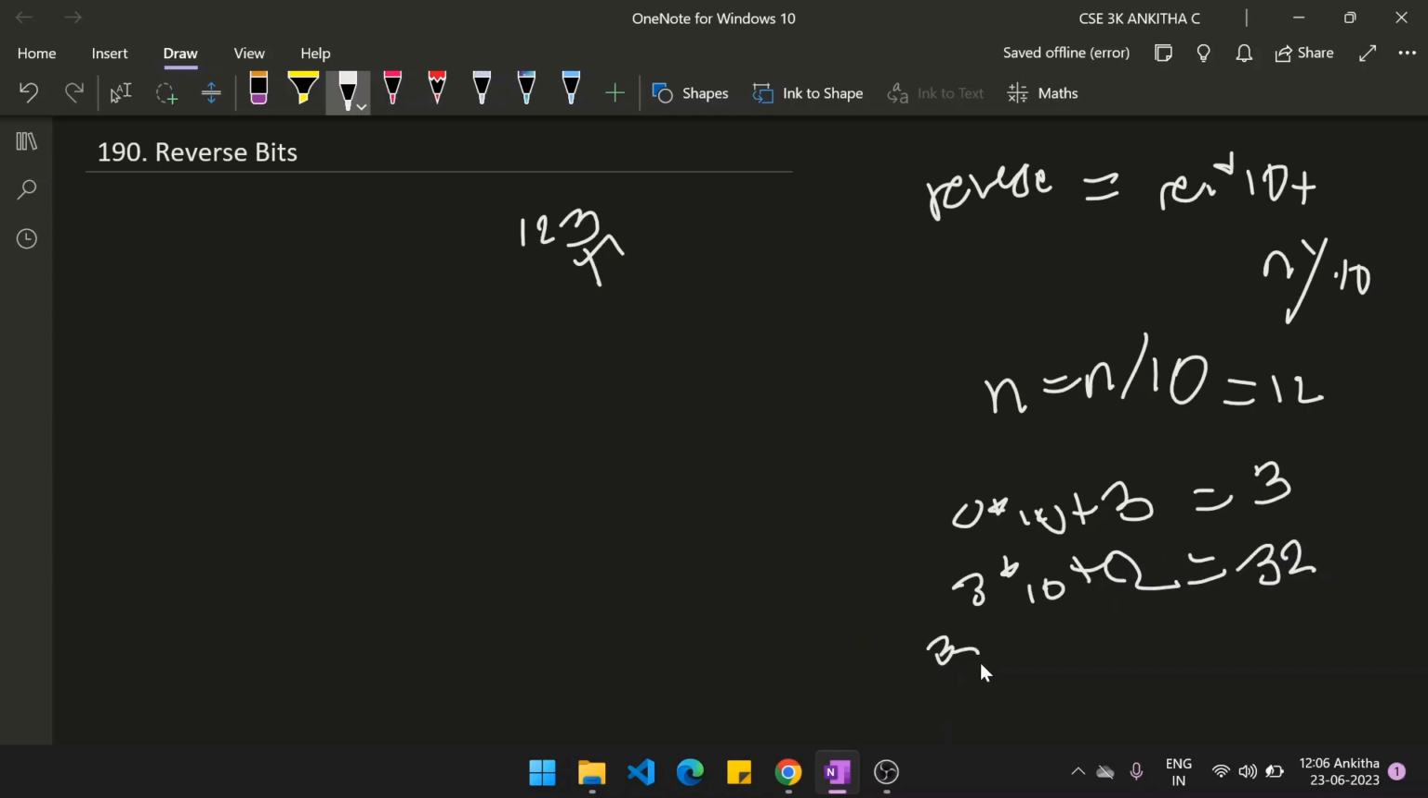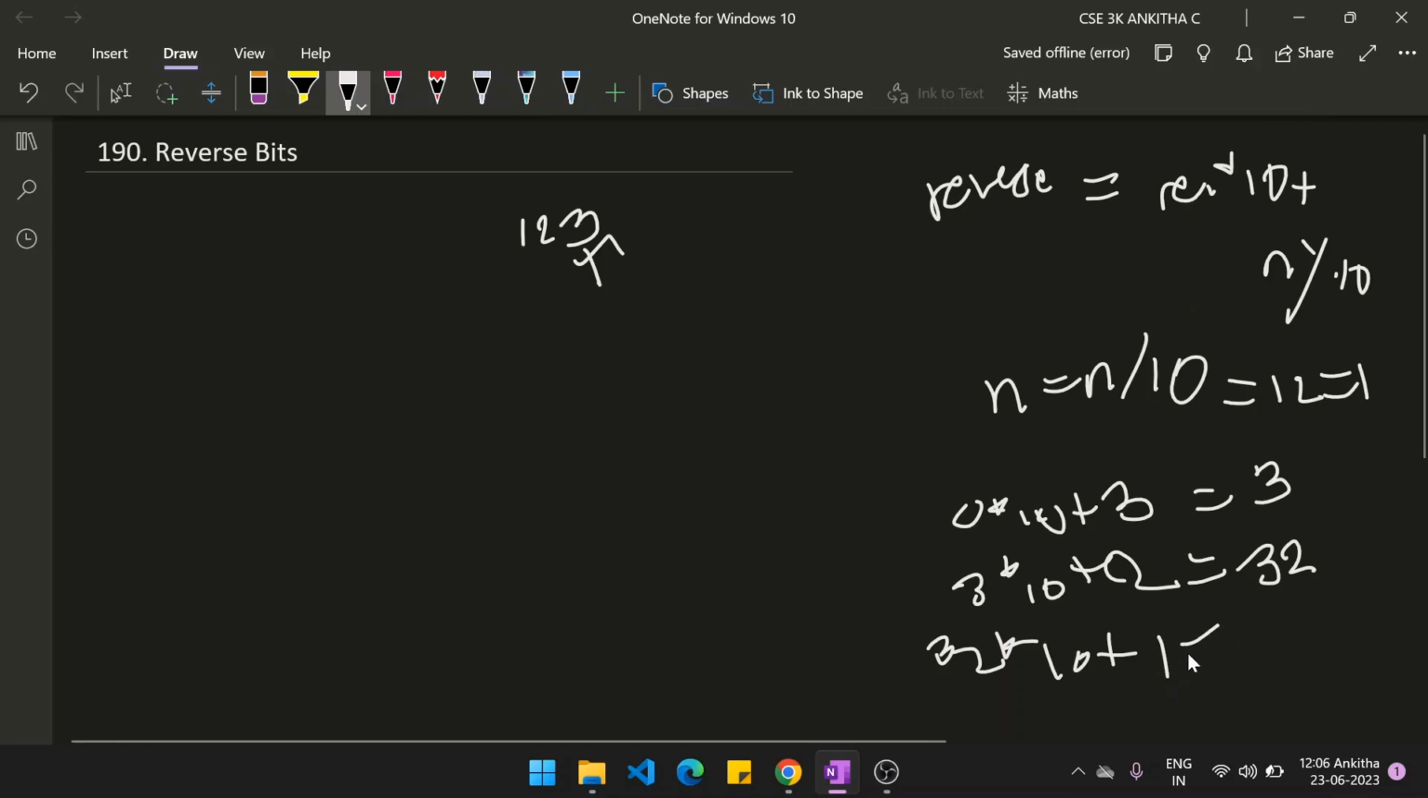Then * 10 plus... now the number will be n = n / 10, that will be 1. And 1 modulus 10 will give you 1. So it will be 3, 2, 1, the number in reverse. Now if you do n = n / 10, 1 / 10 gives 0 and you stop the loop. So this is how a normal number is reversed.